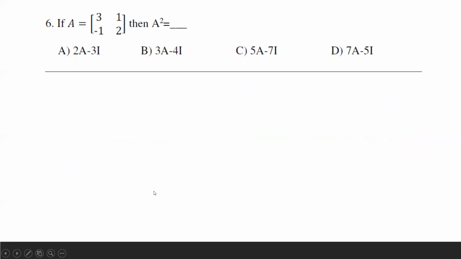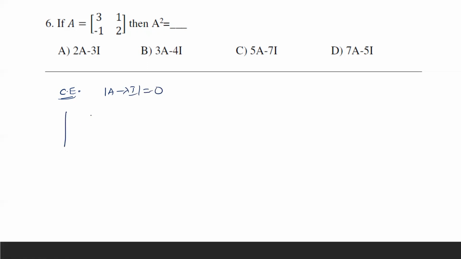Now, if you look at this next question: if the matrix A is 3, 1, minus 1, 2, then what is A square? When you are representing one matrix in terms of another matrix, even including the identity matrix, you should get the idea of the Cayley-Hamilton theorem. The Cayley-Hamilton theorem says every square matrix satisfies its own characteristic equation. Using that idea, we need to represent A square in terms of A as well as I. To use the Cayley-Hamilton theorem, we first calculate the characteristic equation, which is determinant of A minus lambda I equals 0.